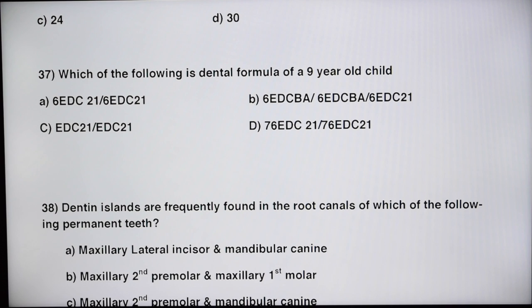Usually there are several questions being asked based on the eruption timing of deciduous and permanent teeth, and we have beautiful flow charts and diagrammatic representations of eruption timings of various teeth given in Wheelers. You can refer to that for more information, and obviously once you master it you will be able to answer questions from this area with confidence, right? So this is very, very important, just keep this in mind.